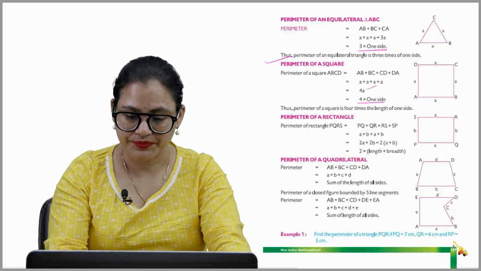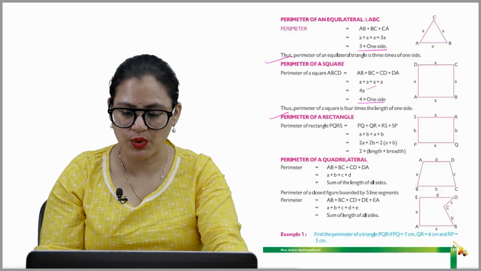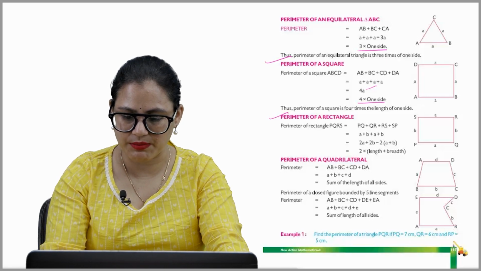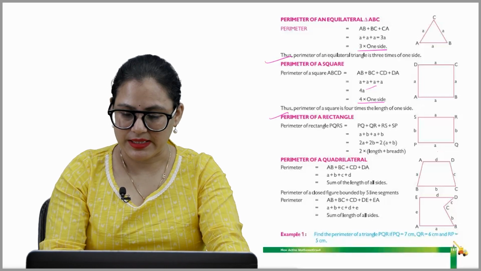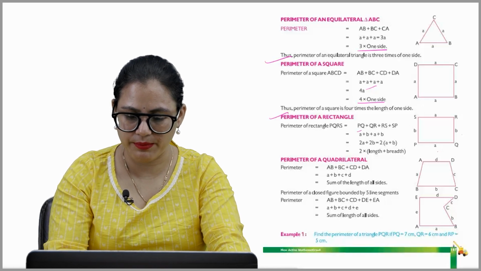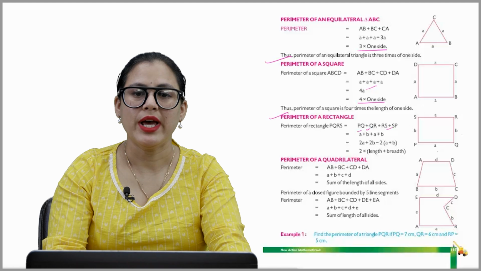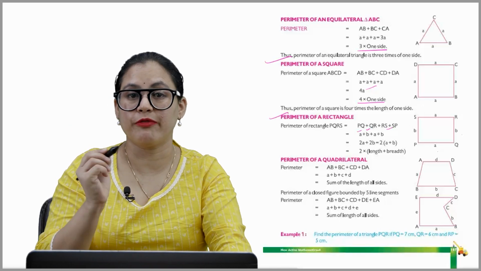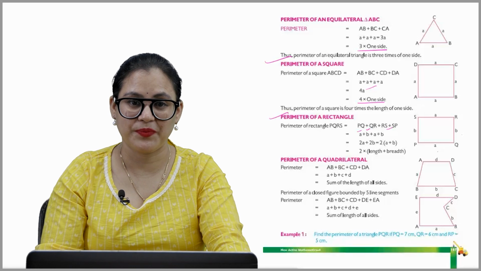Perimeter of a rectangle. Perimeter of rectangle PQRS is PQ plus QR plus RS plus SP. That is a plus b plus a plus b. So a plus a is 2a, b plus b is 2b. So 2 into bracket a plus b. So 2 into length plus breadth is the formula of the perimeter of a rectangle.